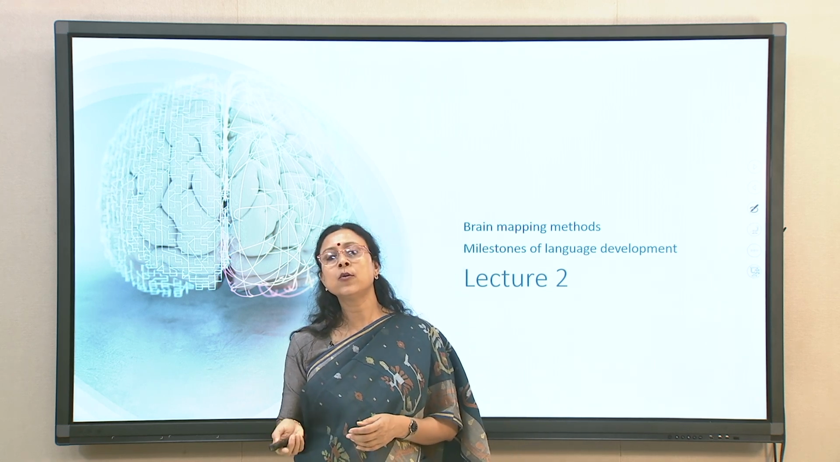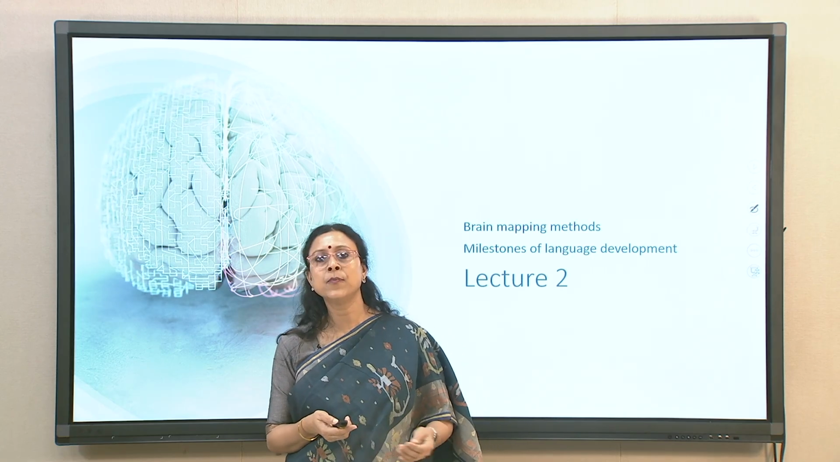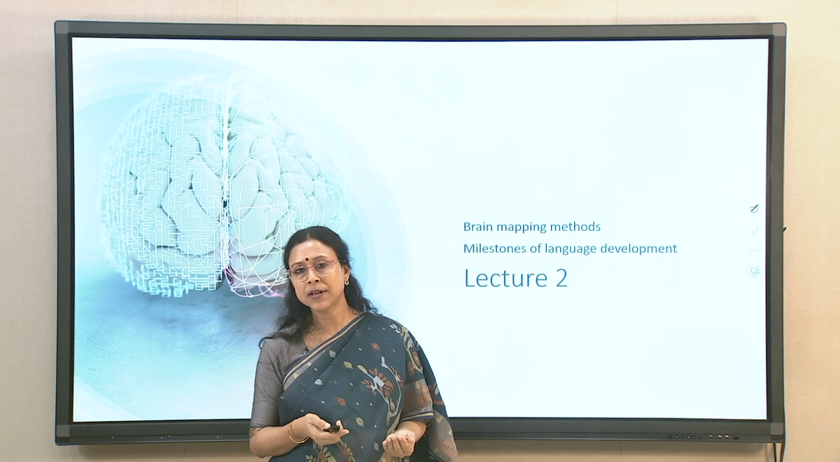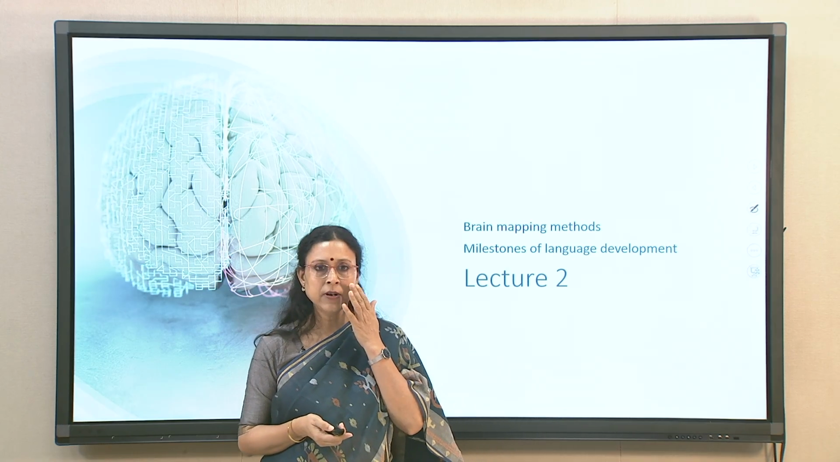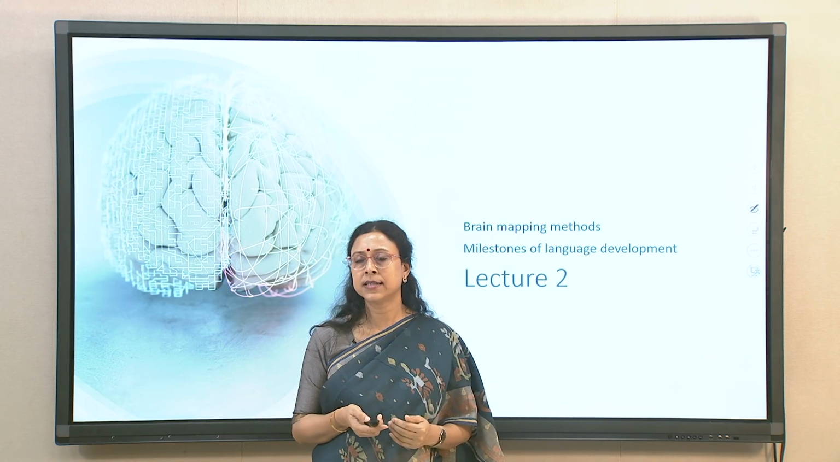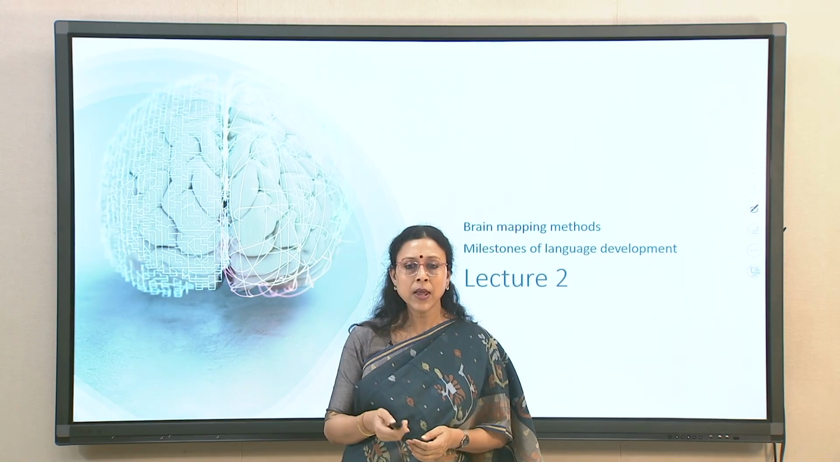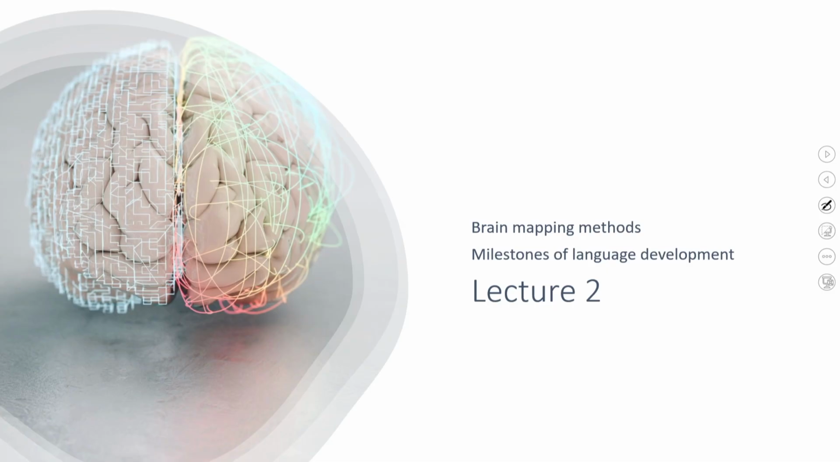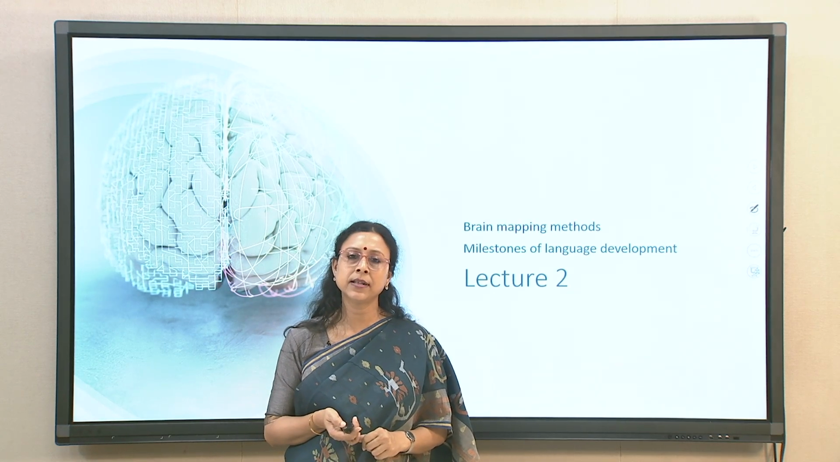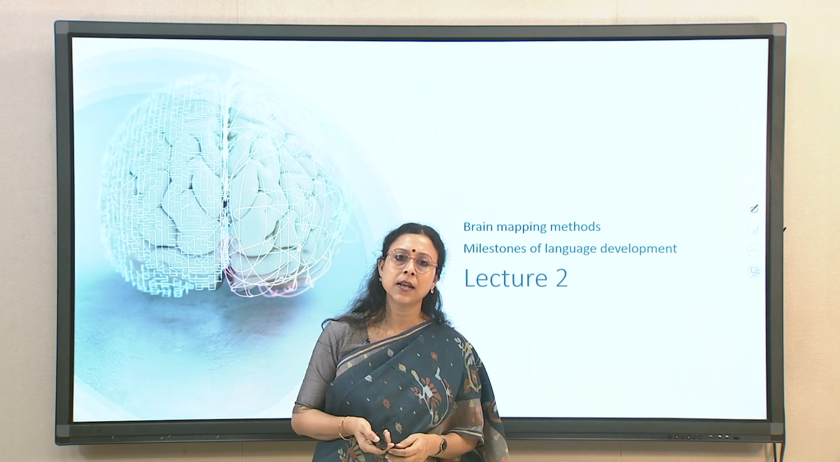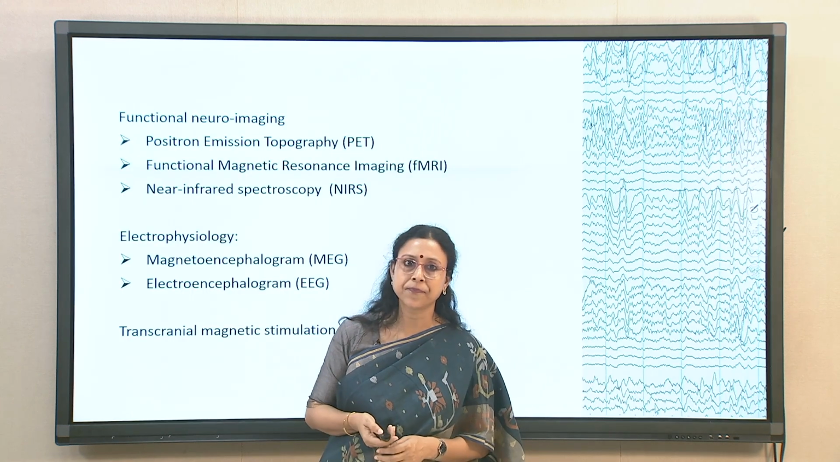Before we go into the findings with respect to the neural correlates of language development, we need to understand the brain mapping methods. We will not be able to look at all of them in very great detail, but I will give you a basic idea about some of the methods that are very important for us to understand this particular segment. After that, we will look at some of the milestones of language development, and then eventually the neural correlates of those milestones.